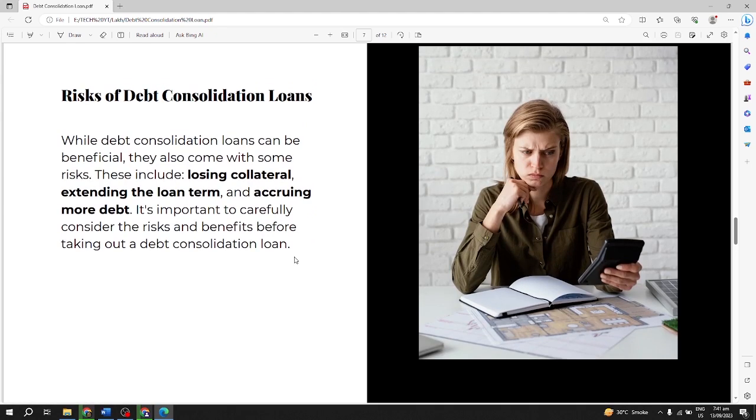So the next slide is risks of debt consolidation loans. While debt consolidation loans can be beneficial, they also come with some risks. They include losing collateral, extending the loan term, and accruing more debt. It's important to carefully consider the risks and benefits before taking out a debt consolidation loan.